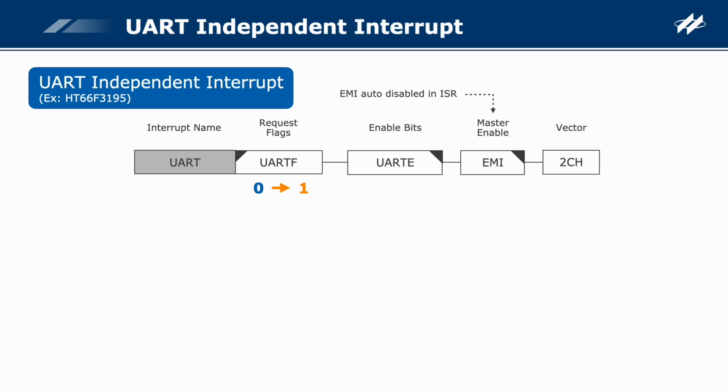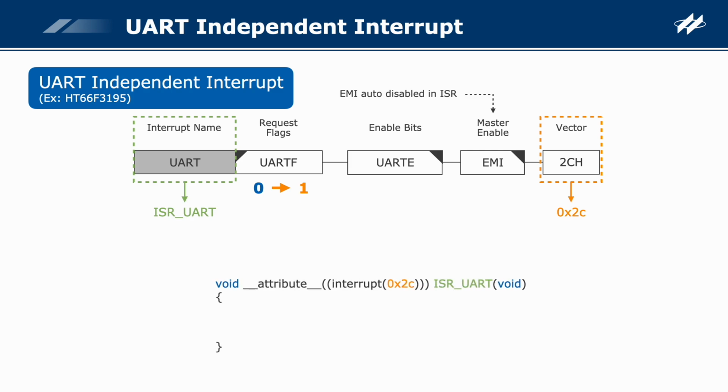Here is a UART independent interrupt example. First, define the interrupt service subroutine name. Then look up the interrupt address. An independent interrupt corresponds to a unique interrupt event. After the program enters the interrupt, the subroutine can handle the interrupt event.